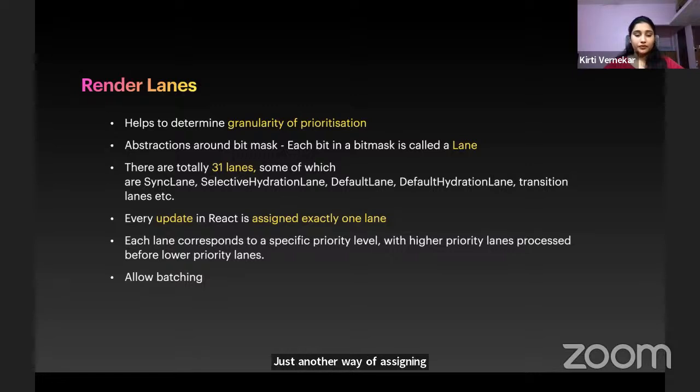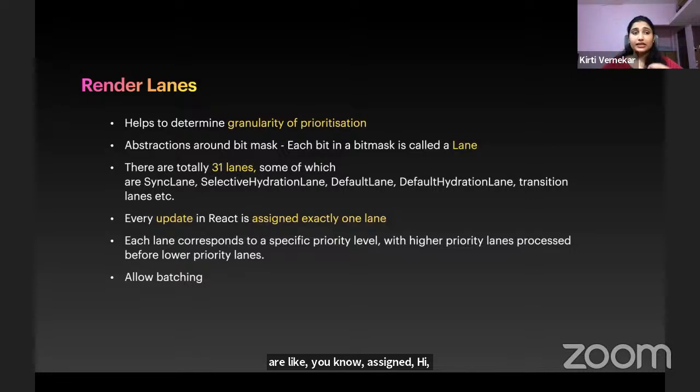priorities to your tasks, or it makes your prioritization more granular, we can say. A lane is nothing but a bit mask. It's a 32-bit integer, and every lane has just one bit marked as 1 in that. That's it. So there are 31 lanes, and some lanes are assigned higher priorities.